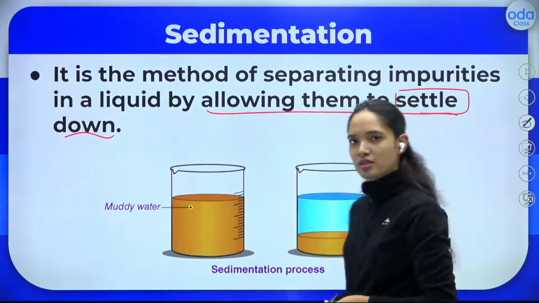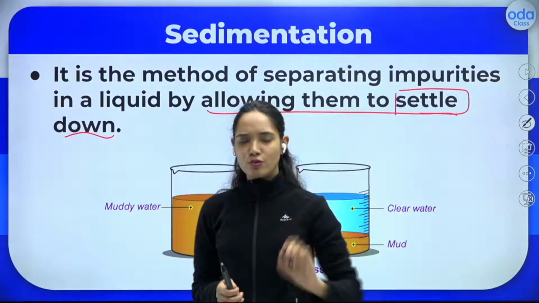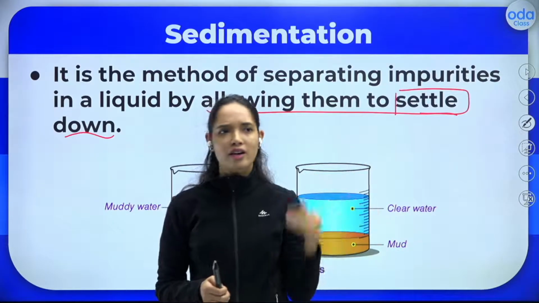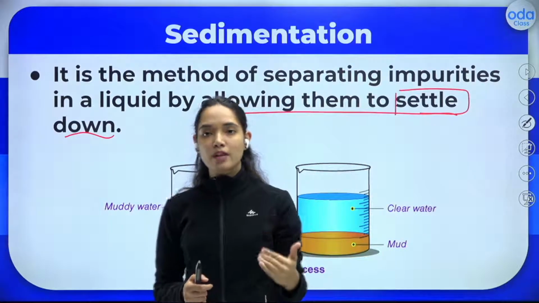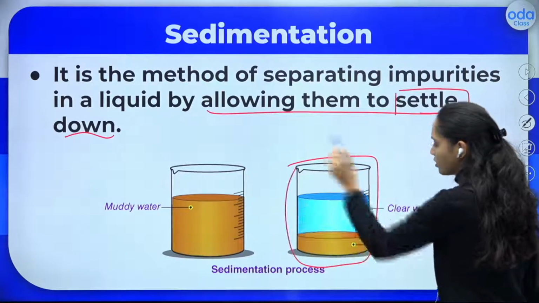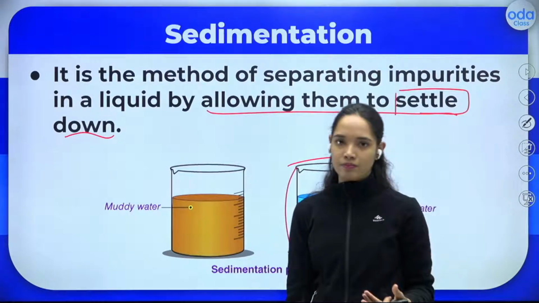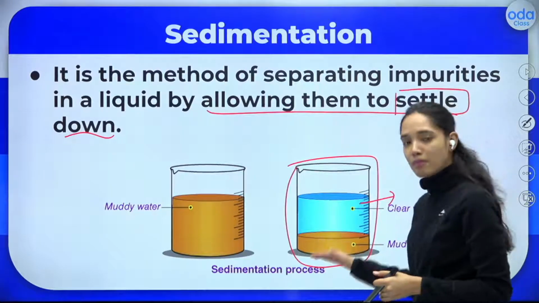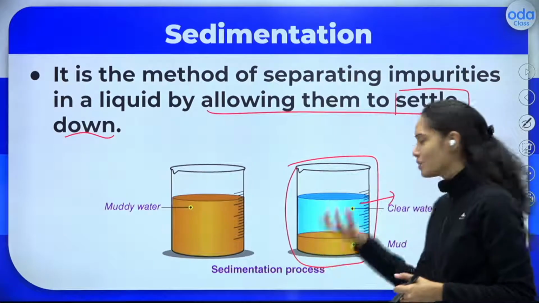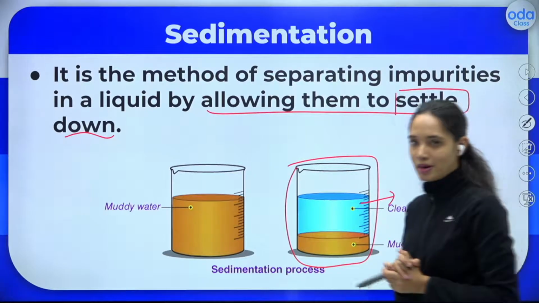This is very easy, students. All we have to do is take muddy water, try this experiment at your home. Take muddy water and let it rest for 1 hour, 2 hours. After some time, if you see that beaker, you will see two layers. The top layer is the liquid layer, which is your clear water. At the bottom is the mud, or those impurities that have settled down. So those heavy impurities will settle at the bottom and the liquid will be above. So this is your sedimentation.